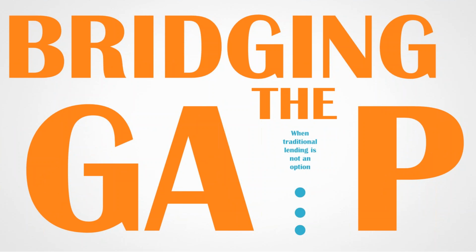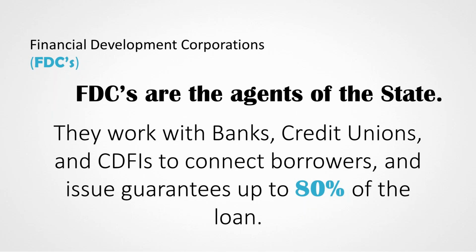Now I'm going to share with you how we can bridge the gap between you and accessing capital. We use financial development corporations, which we call FDCs, as our agent at the state. These FDCs are nonprofit organizations, and they're the connection between iBank, who's basically the keeper of the money, and the credit unions, banks, and CDFIs that are making loans to small businesses. They do that by issuing a guarantee for up to 80%. They have a huge network of lenders that are familiar with our programs and are more likely to offer a loan to a small business that's having trouble getting loans through conventional financing.